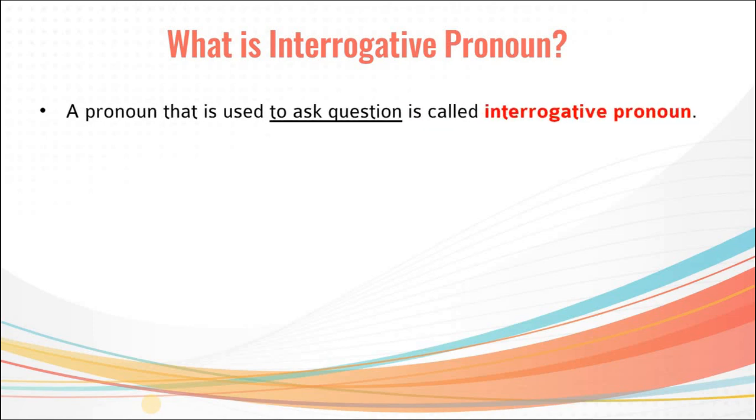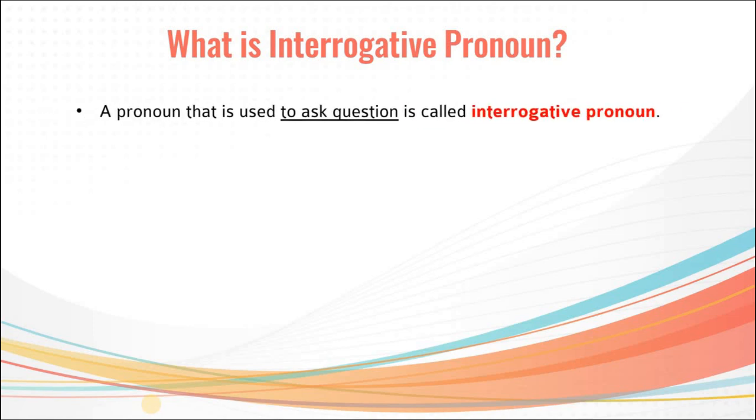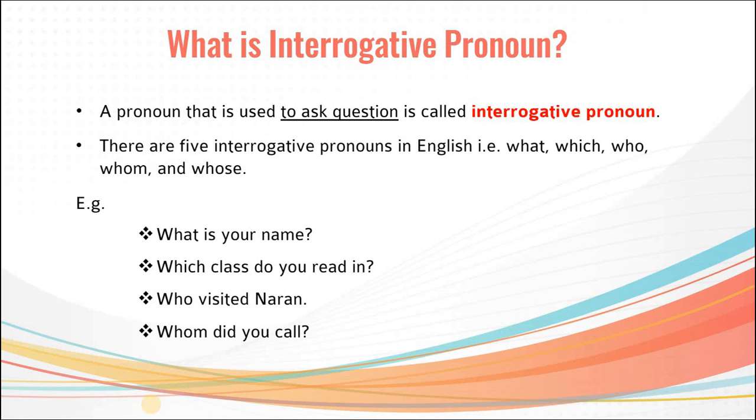What's an interrogative pronoun? A pronoun that's used to ask a question is called an interrogative pronoun. There are 5 interrogative pronouns in English: what, which, who, whom, and whose. Once again, I would suggest you not get confused, because there are some interrogative words like how, why, when, whenever. They too are used for questions, but they are not called interrogative pronouns. There are 2 types of interrogative words. One is called interrogative pronouns and the other is called interrogative adverbs.